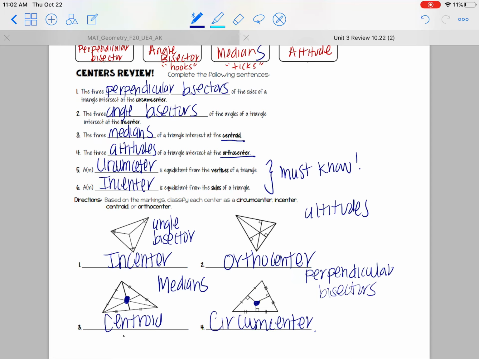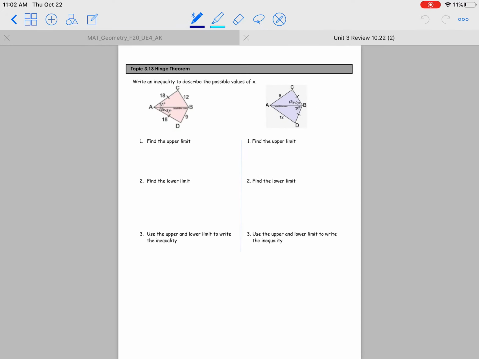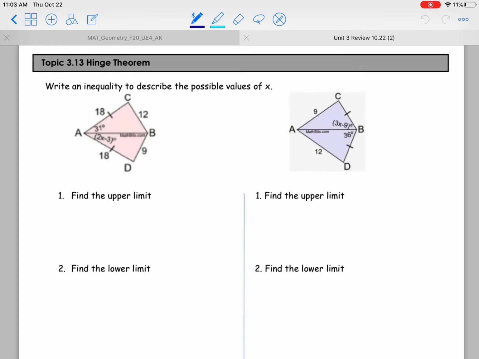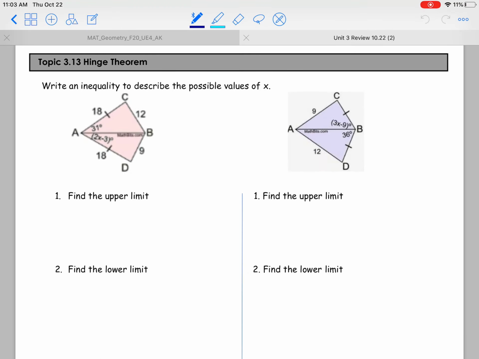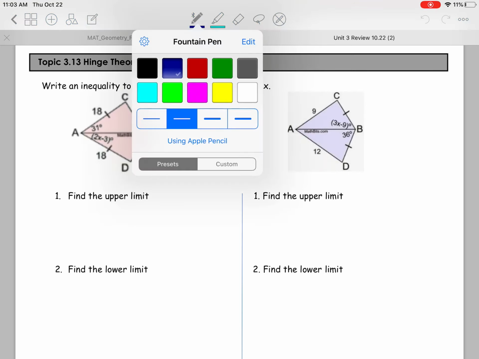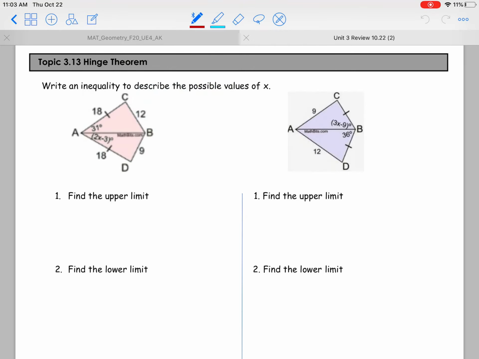Now there's one more thing that I have to review with you guys, which is the hinge theorem. There's only one question on the exam about the hinge theorem. And I feel like a lot of you guys were struggling with this topic. So I want to make sure that I go over these once again. It says here, write an inequality to describe the possible values of x. So here we notice that x is in this expression that represents the angle DAB.